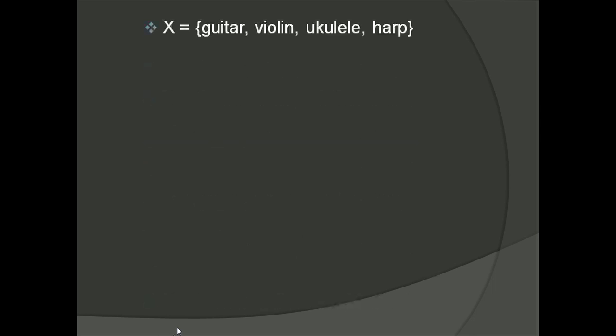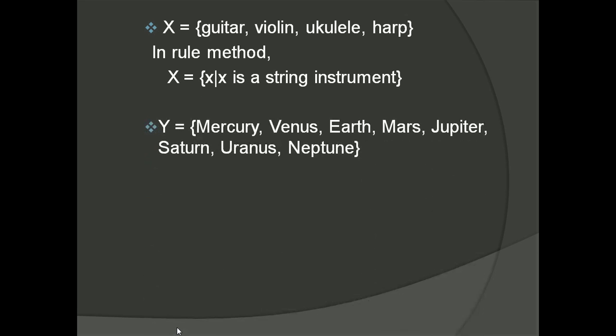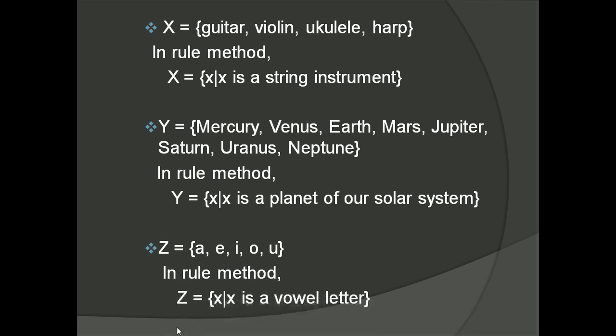Another example, X has elements guitar, violin, ukulele, and harp. In the rule method, X is the set of all x such that x is a string instrument. Another example is Y with elements Mercury, Venus, Earth, Mars, Jupiter, Saturn, Uranus, and Neptune. In the rule method, Y is the set of all x such that x is a planet of our solar system. Another example is Z with elements A, E, I, O, and U. In the rule method, Z is the set of all x such that x is a vowel letter.